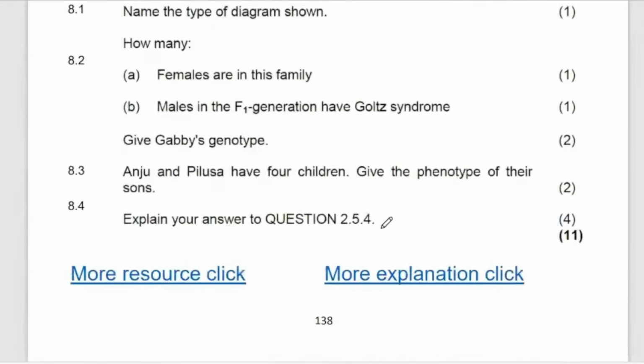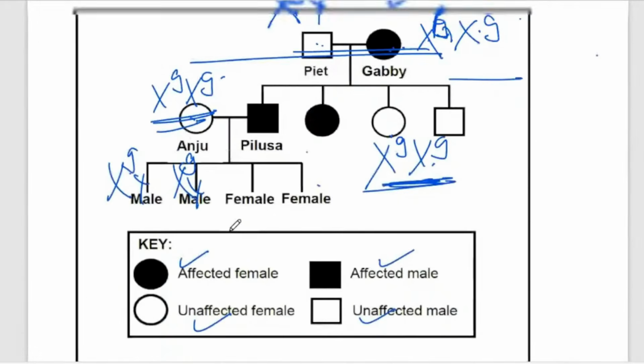Explain your answer above. Why? Because they are normal. Anju, who is a female, is normal with the 2 recessive alleles. Therefore, she gives 1 recessive allele to the males. You understand? Yes. Therefore, they are normal.